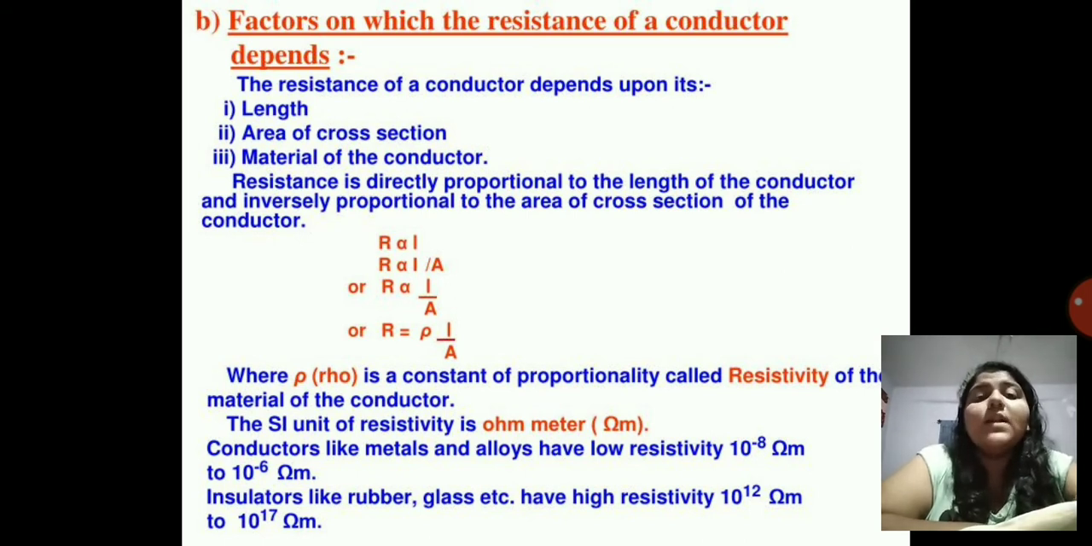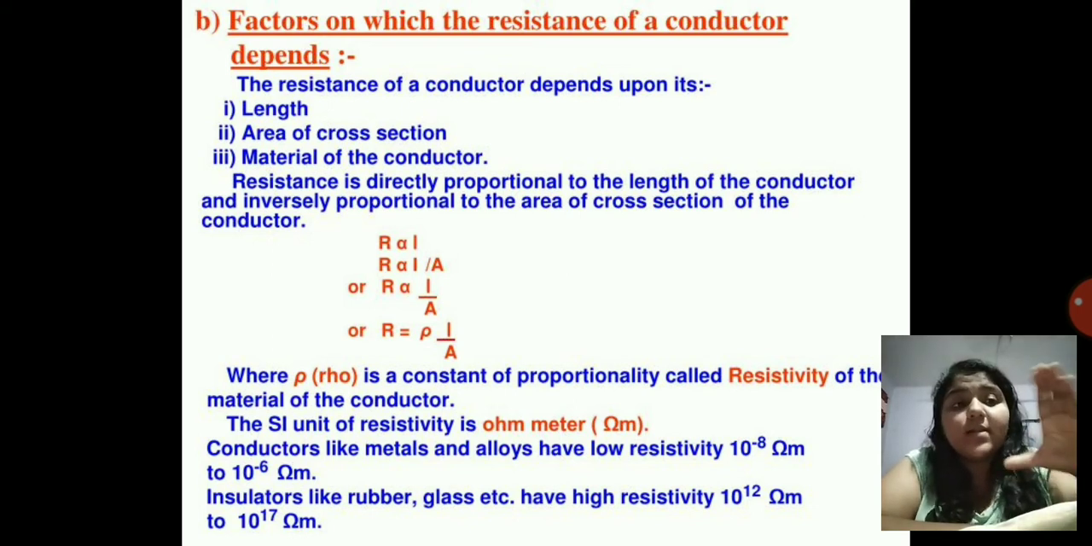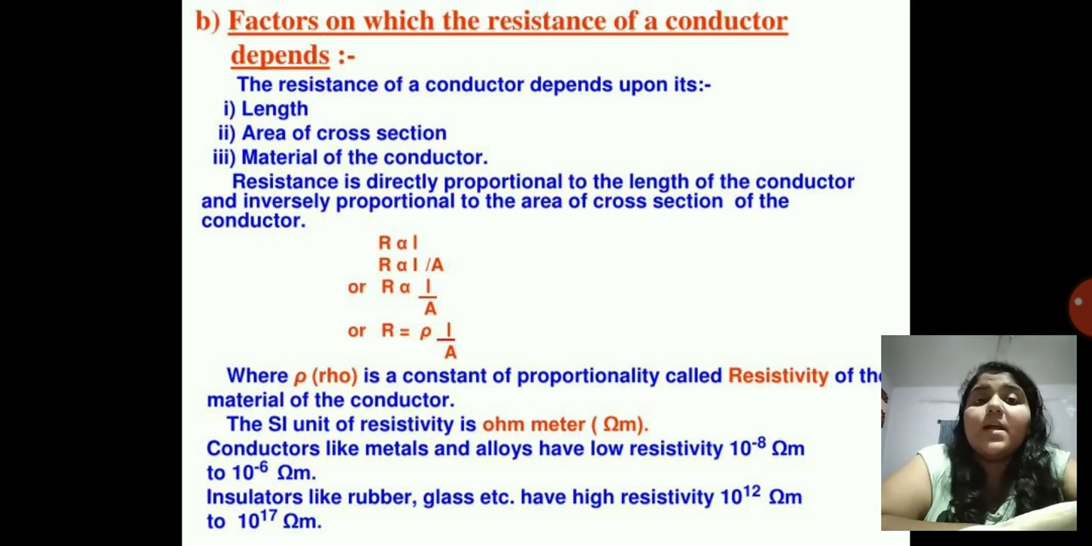What is going to happen? The more the length of the pipe, the more will be the resistance, because it is directly proportional to the length. And if the pipe is very thick, the area of cross section is very big, then the resistance will be very low. Why? Because it is inversely proportional to the area. So R is inversely proportional to the area of cross section.